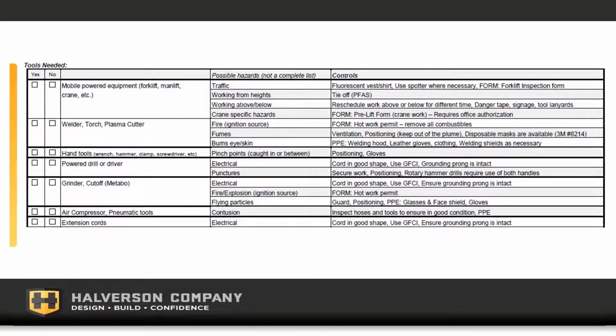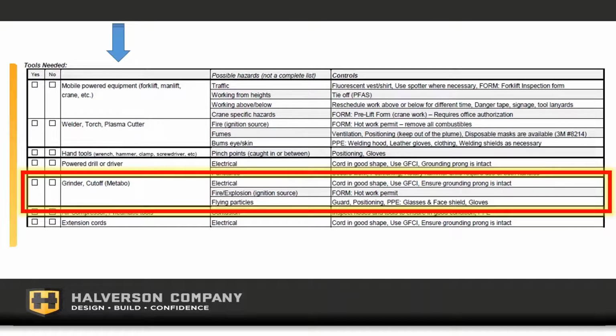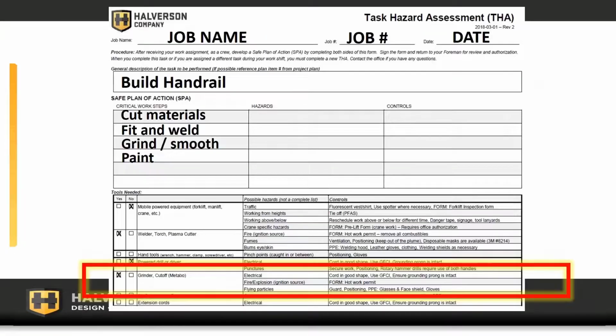Another tool we will be using is grinders, or as we sometimes call it, a metabo. In this example, we'll be using a cutting wheel on a grinder or a metabo to cut the materials to make handrails. That is the first work step we have listed. Some hazards with using a grinder are fire, explosion, and flying particles. There are also some controls listed for these hazards. Using these lists can help identify which hazards we may have to deal with, which we can then use to fill out the safe plan of action.